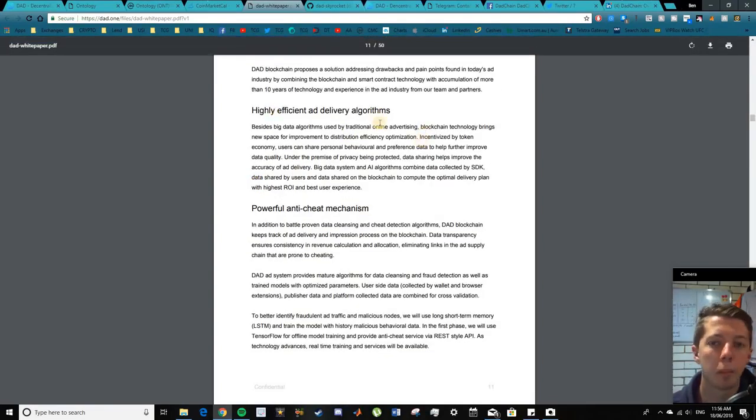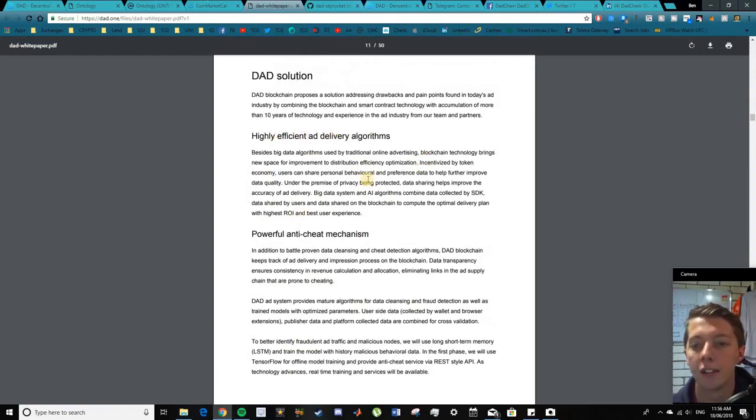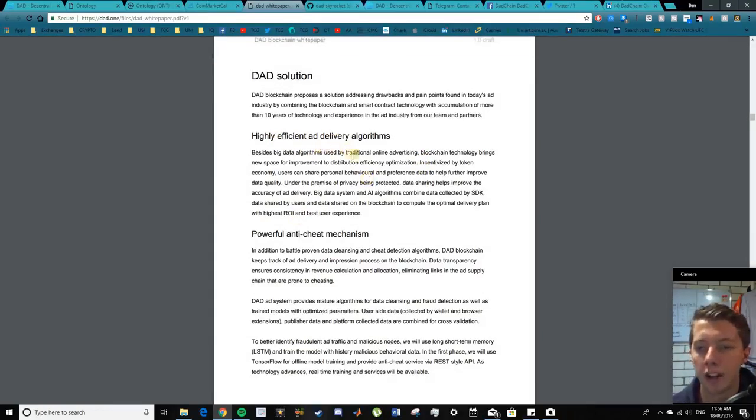The thing they promote the most here is this highly efficient ad delivery algorithm. Besides the big data algorithms used in traditional online advertising, blockchain technology brings a new space for improvement for distributing efficiency optimization, and that's incentivized by a token economy, and users can share personal, behavioral and preference data to help improve the data quality. Under the premise of privacy being protected, data sharing helps improve the accuracy of the ad delivery, and these systems combine the data from the SDK shared by users and shared on the blockchain to compute the optimal delivery plan with the highest ROI.